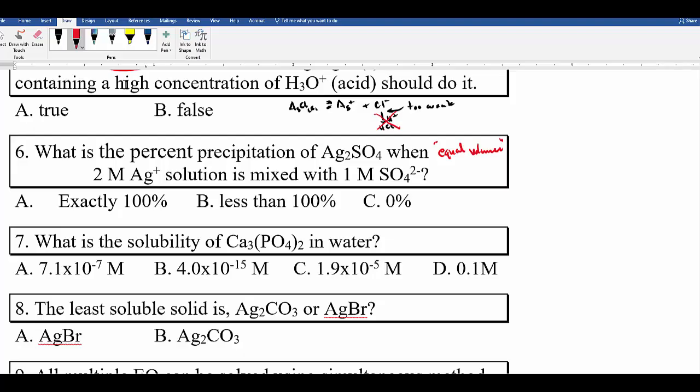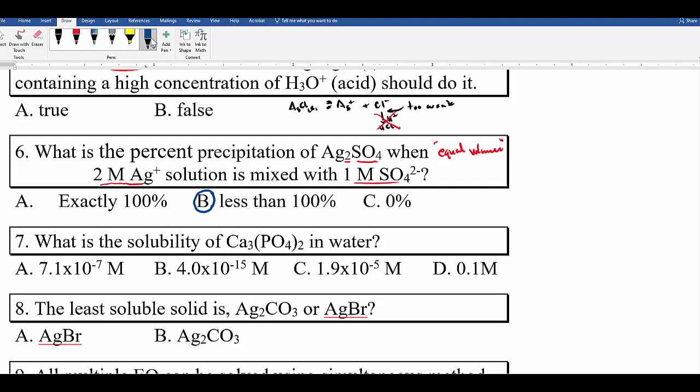But this is a very qualitative problem because some people will say 100% because I have just the right amount. I have 2 molar silver and 1 molar sulfate. It's a 2-to-1 ratio. 2 silvers and 1 sulfate. But it's not. It's going to be less than 100% because of that.